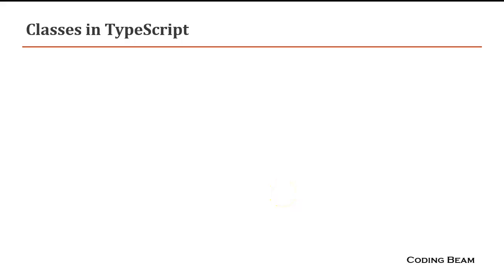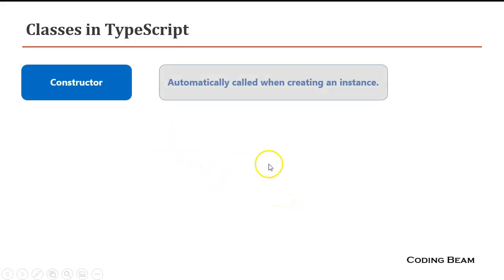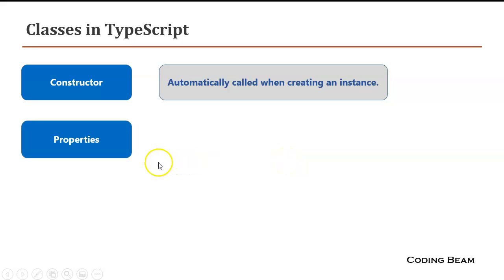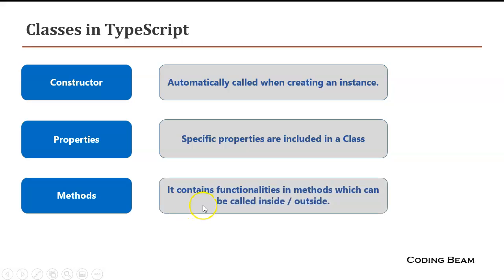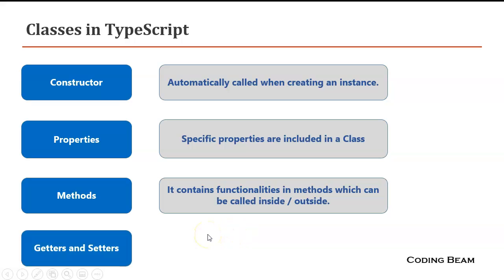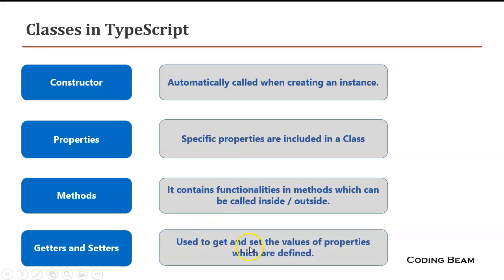Now we will see some basic concepts in classes, and the first concept is the constructor function. The constructor function is automatically called when creating an instance, and there are some properties included in a class, and then there are some methods which contain functionalities and which can be called inside or outside by using the this keyword. Then there are getters and setters, which are used to get and set the values of properties which we have defined in the class. Now we will see an example of classes in TypeScript.